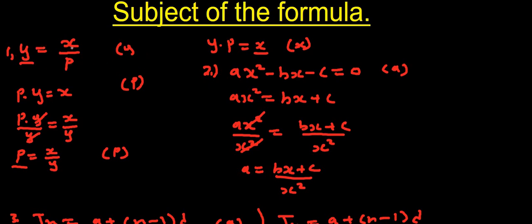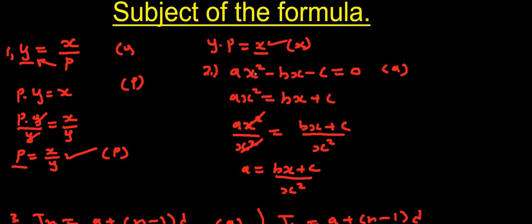For example, we are given y equals x over p. Then if they say make p the subject of the formula, you start by doing cross multiplication. Then it's p times y equal to x. Then since you're not looking for py, you divide each term by y. Therefore, p will be equal to x over y. Then p now is our subject of the formula. Then if they said make x the subject of the formula, you just do cross multiplication. Then y multiplied by p equals x. Now x is our subject of the formula.